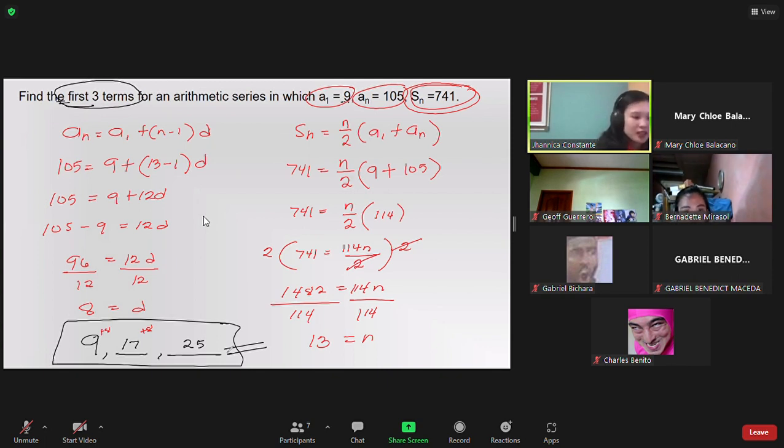Okay na, can I clear the screen with this example? Or you're still copying it? Okay na po? Sige, let's have another example.